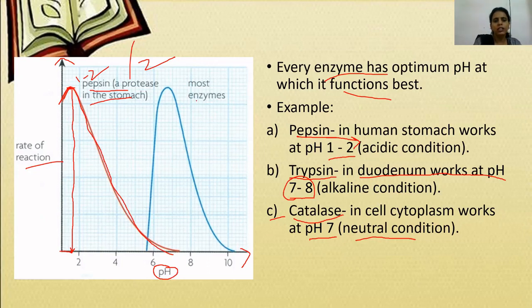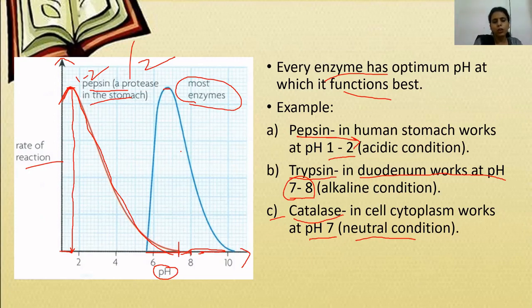Similarly here, for most of the enzymes present in the human body, the optimum pH lies between 6 to 8. Now as pH increases, slowly the rate of reaction will also increase. Optimum pH is between 6 to 8. And finally what happens? Beyond optimum pH, again the rate of reaction decreases and the curve drops down. So I hope this effect of pH is also clear to you guys.